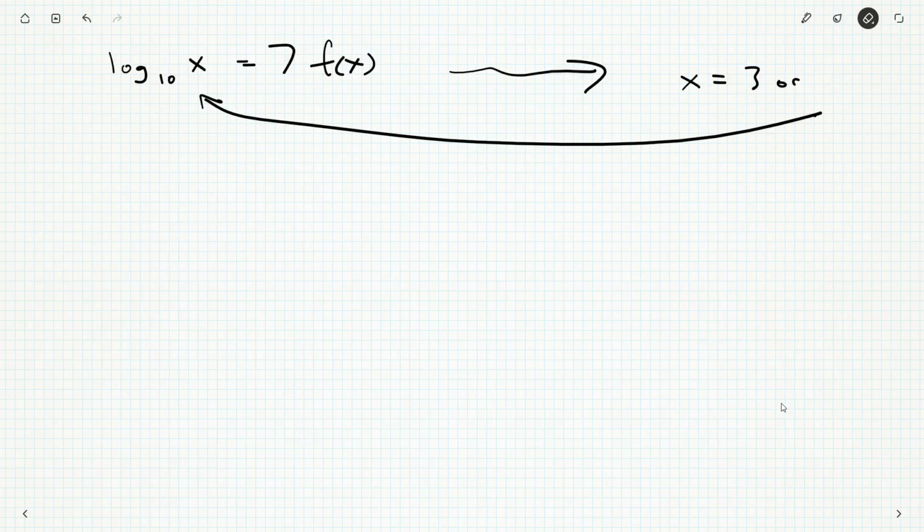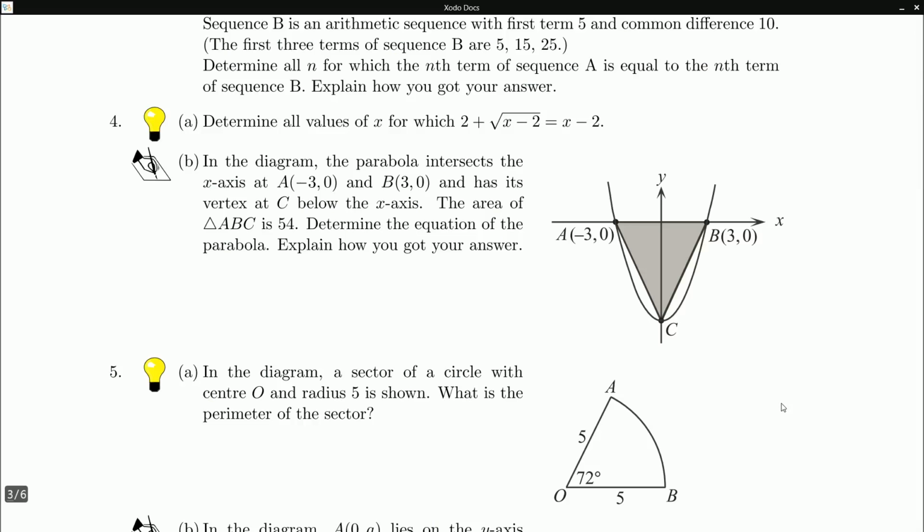And we have to be aware of that if we want full marks. So if I hadn't been careful there, if I hadn't double-checked and ruled out 3 as a possibility, I probably would have lost a mark. Maybe even more. Alright, so that's 4A there.